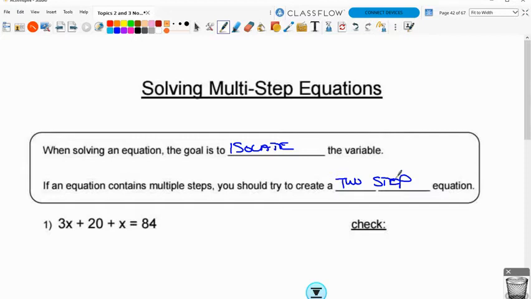Okay, we spent the last two classes looking at how to solve two-step equations. So if an equation contains multiple steps, try to create a two-step equation.